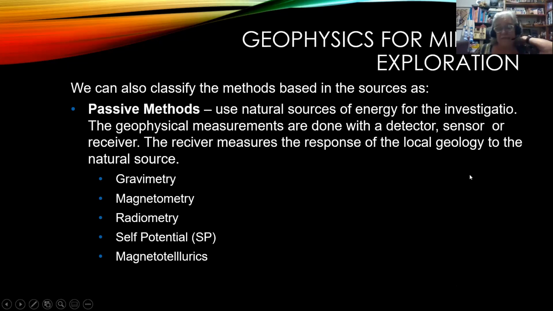And we can also classify the methods based on the sources as passive methods that use natural sources for the investigation, and the receiver measures the response of the local geology to the natural sources. So those are gravimetry, magnetometry, radiometry, self-potential, and magnetotellurics. This is very important also because as we are talking about being more friendly to the environment, those are methods that really are environmentally friendly.